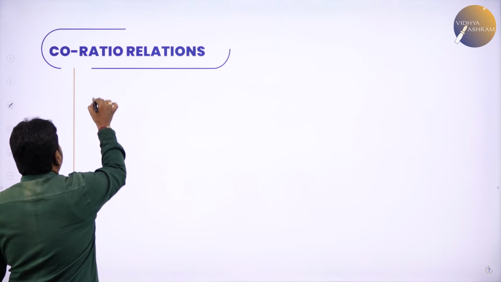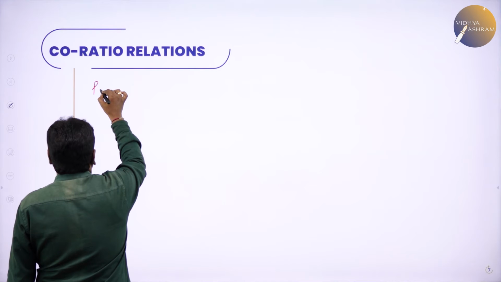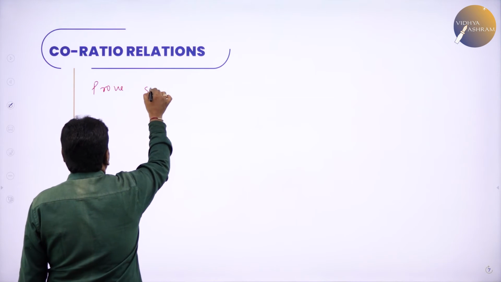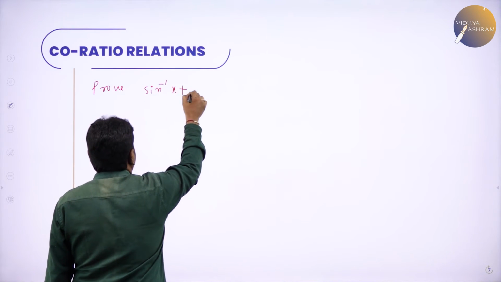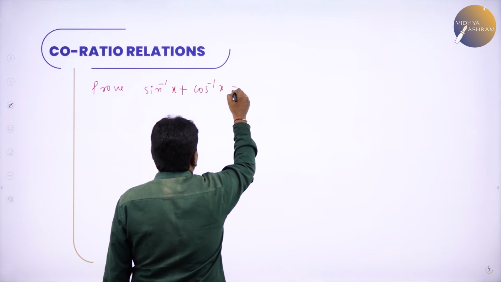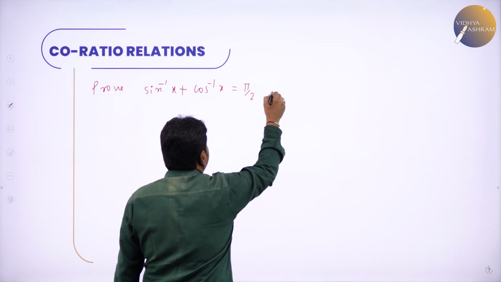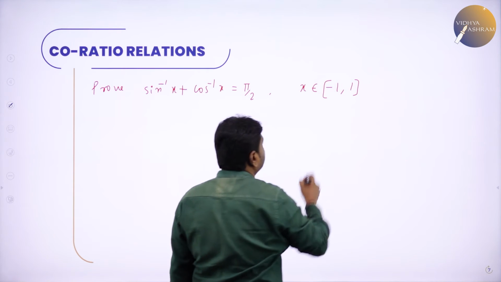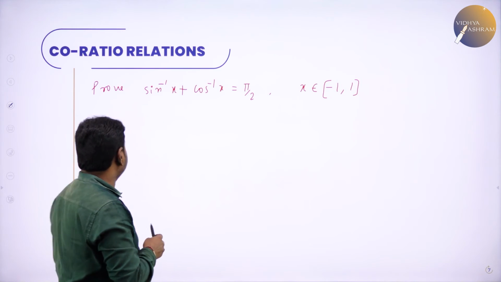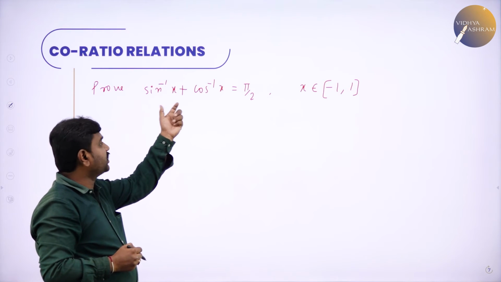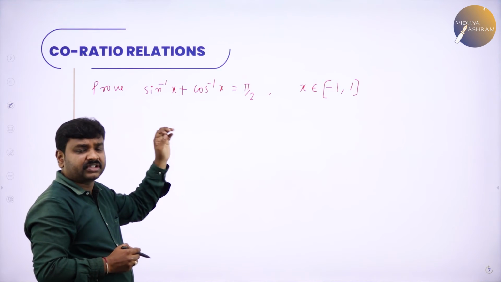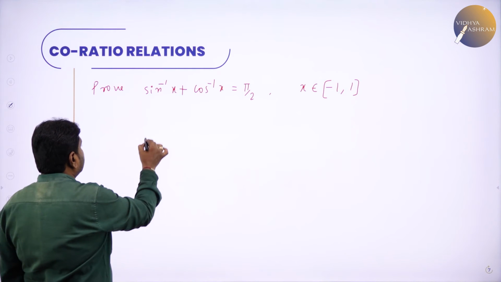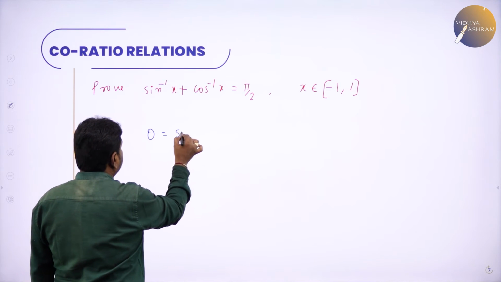So first, we'll prove sin inverse x plus cos inverse x is equal to pi by 2, where x belongs to the domain -1 to 1. This is a standard question. So we need to prove this. First, take any one inverse trigonometric function. We have two inverse trigonometric functions. Take any one. So I'll take theta is equal to sin inverse x.